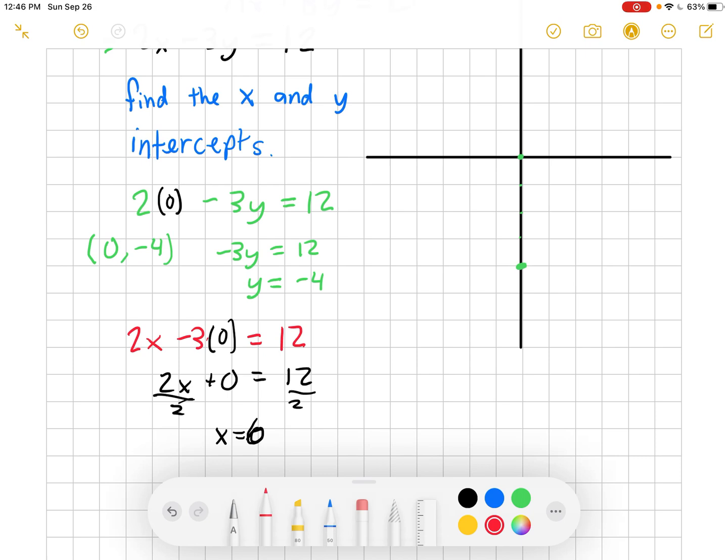So if we were to write that as an ordered pair, we would have 6, 0. From here, we can simply graph our points. 1, 2, 3, 4, 5, 6, 0. And from there, we can connect our two dots with this line. Close enough for government work. You get the idea. And there is our equation.